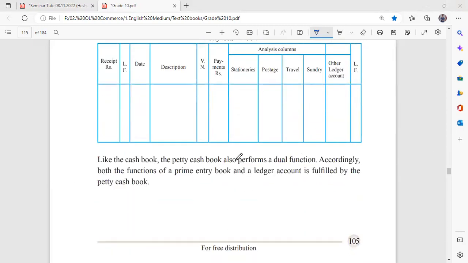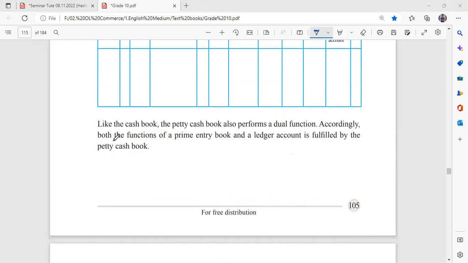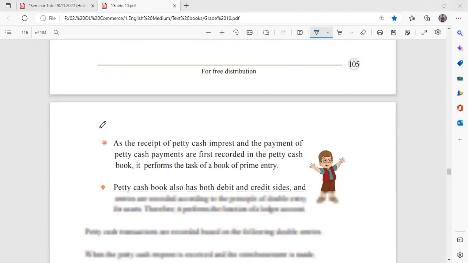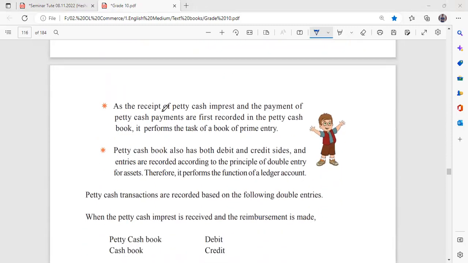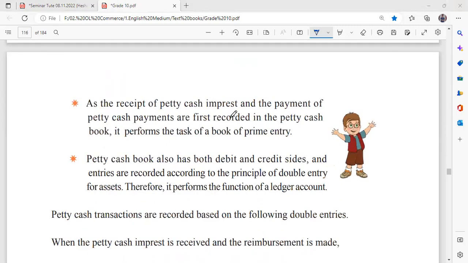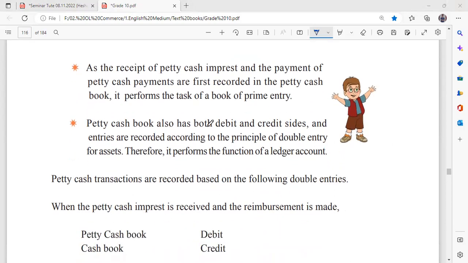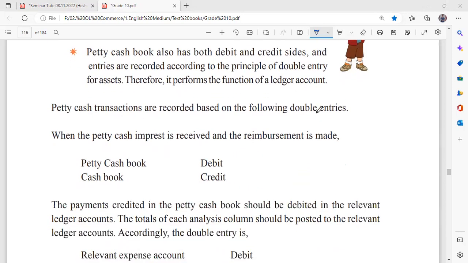Like the cash book, the petty cash book also performs a dual function. Accordingly, both the function of the prime entry book and the ledger account is fulfilled by the petty cash book. As the receipts of the petty cash imprest and the petty cash payments are recorded in the petty cash book, it performs the task of prime entry, right? The petty cash book also has both the credit and debit side, and entries are recorded according to the double entry. Therefore, it performs the function of a ledger account.